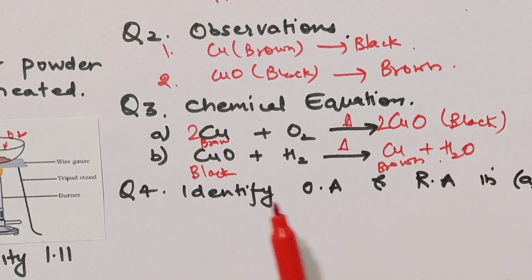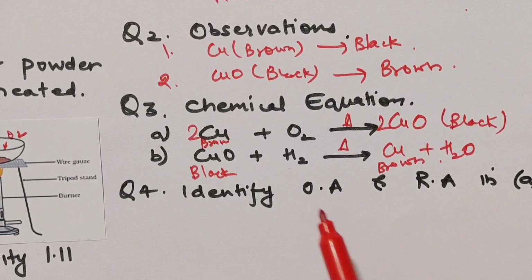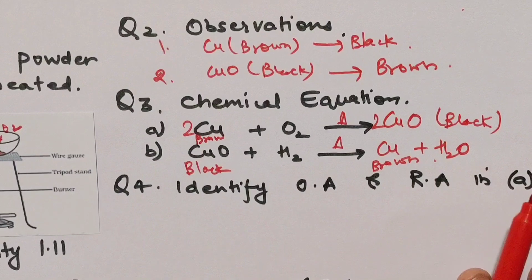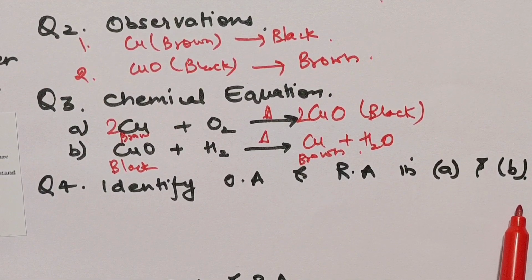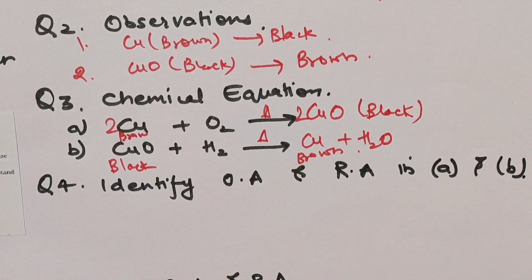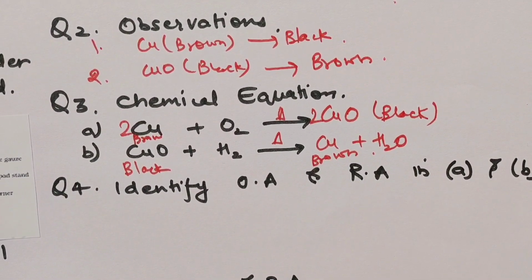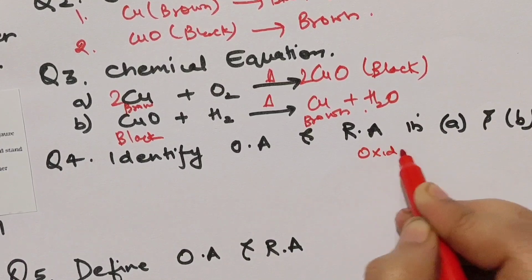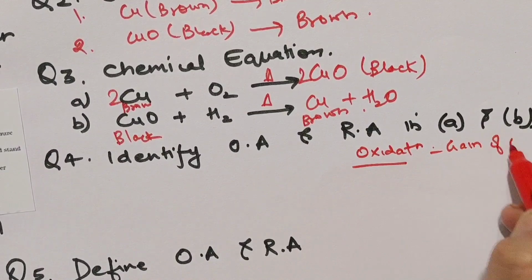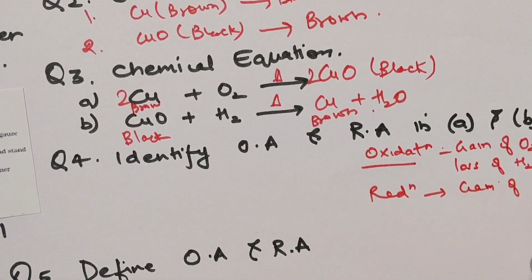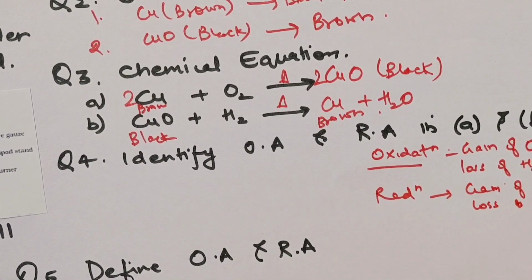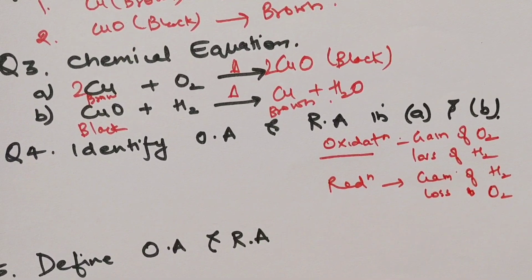Whenever a redox reaction is taking place, something is being oxidized and something is being reduced. So identify the oxidizing agent and reducing agent in reaction A and B. Let's talk about reaction A. Whenever you have to identify oxidizing and reducing agent, always think about the definition. Oxidation is gain of oxygen, loss of hydrogen. Reduction, gain of hydrogen, loss of oxygen. These two definitions would always help you find out the correct oxidizing agent and reducing agent.